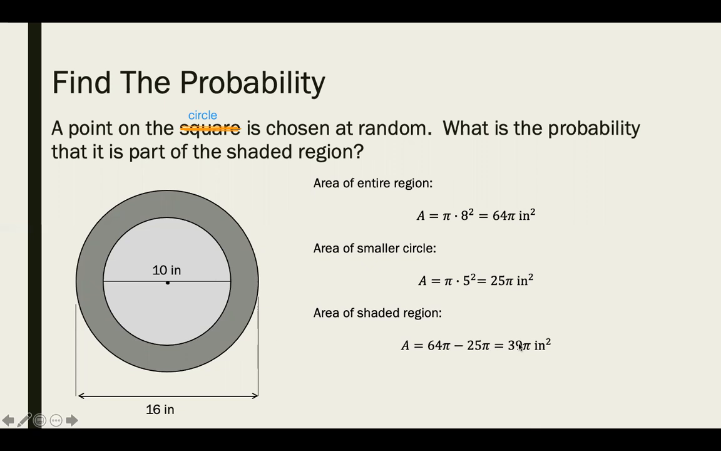So now we get the shaded region, 39 pi, the entire region, 64 pi. To find the probability we're in the ring, we would do 39 pi divided by 64 pi, which we could reduce down after we cancel out those pi's and get approximately 61%.